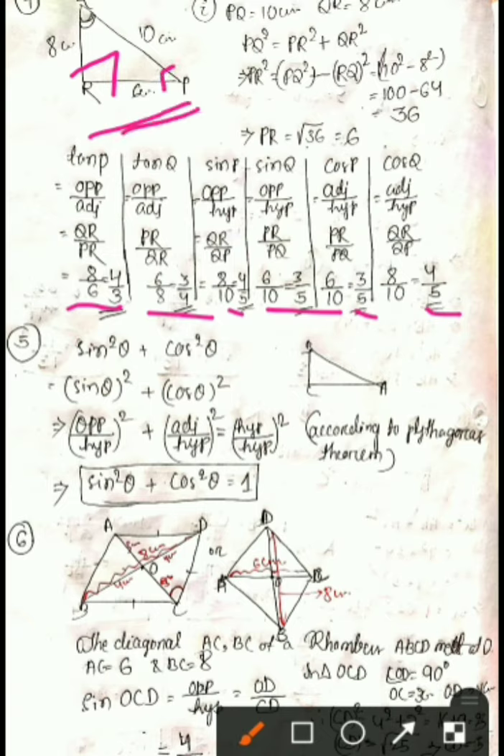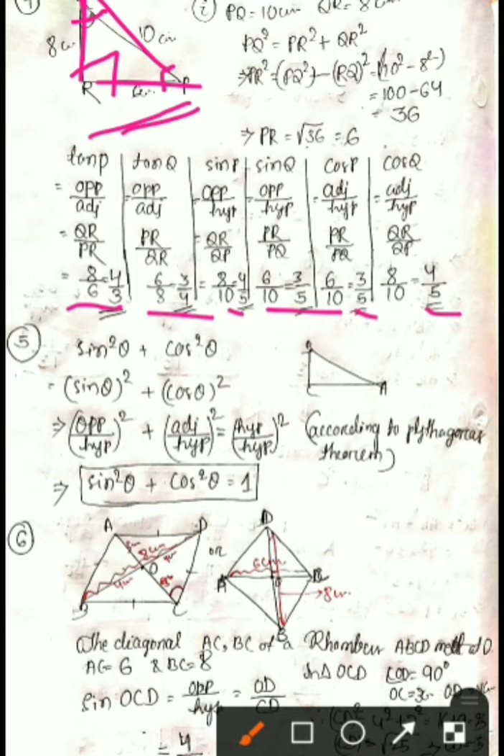First, if you are taking angle P, what will be the opposite? QR will be the opposite. If you are taking angle Q, PR will be the opposite. Like this you have to take, and first of all you have to find out the value of the third side of the triangle. Two sides are given in the question, so PQ and QR are given. You have to find out the base.